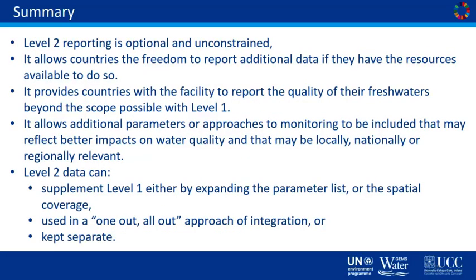So in summary, Level 2 reporting is optional and unconstrained. It allows countries the freedom to report additional data if they have the resources available to do so. It provides countries with the facility to report the quality of their freshwaters beyond the scope possible with Level 1, and it allows additional parameters or approaches to monitoring to be included that may reflect better the impacts on water quality that may be locally, nationally or regionally relevant.